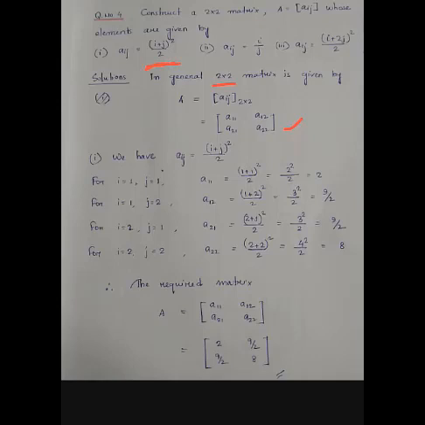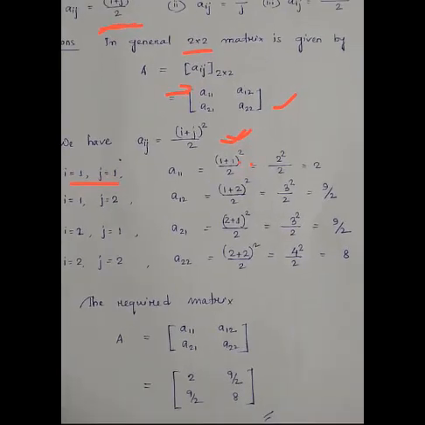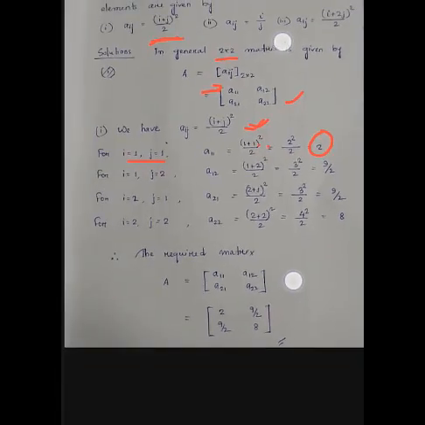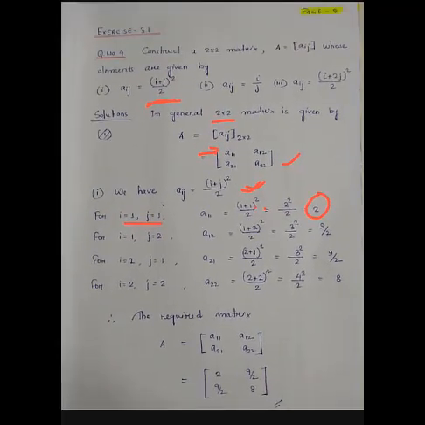For the first value, A11, both i and j take the values 1 and 1. In this expression, in place of i and j, we put the values 1 and 1. That simplifies to 1 plus 1 whole square by 2, which is 2 squared by 2, and the result is 2. So the first position A11 will be occupied by the value 2.